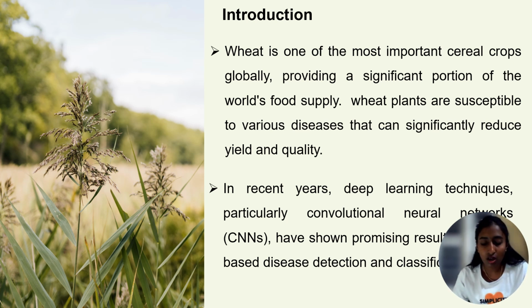In recent years, advancements in artificial intelligence, particularly deep learning techniques, are being used for identification of wheat leaf diseases. There are many deep learning techniques, but here we are using the CNN technique, that is convolutional neural networks. CNNs have demonstrated exceptional capabilities in image recognition tasks, making them particularly suitable for disease classification in plant pathology.